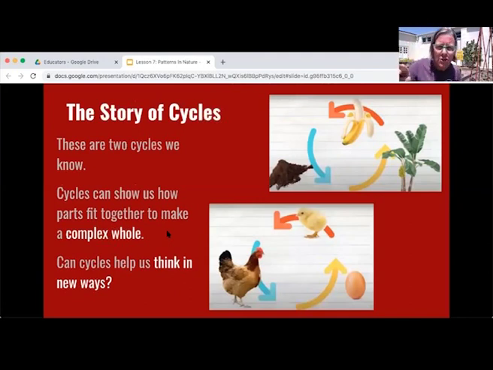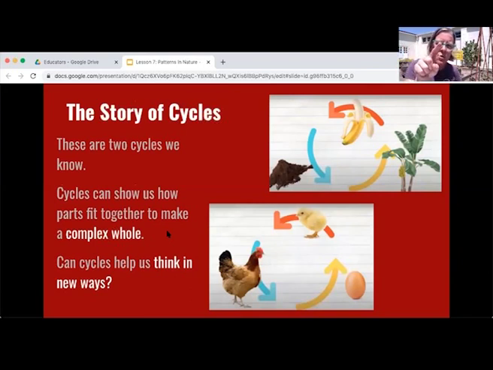Cycles, repeating circles in nature are some of the things we've become familiar with together this year, right? The first one, find the banana in this picture. Do you see the banana? What's the story of that banana's life? Do you remember that we put it under the brick? In fact, we're going to check on it in just a few minutes.